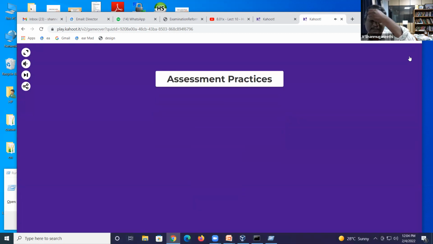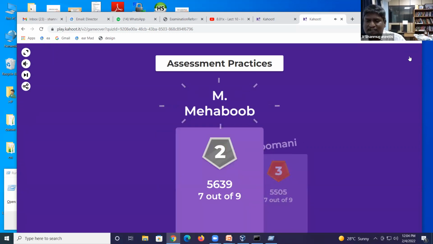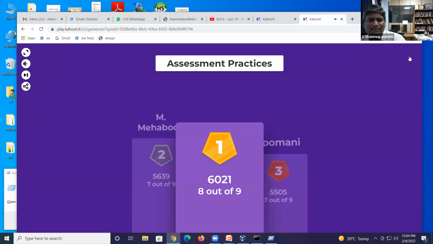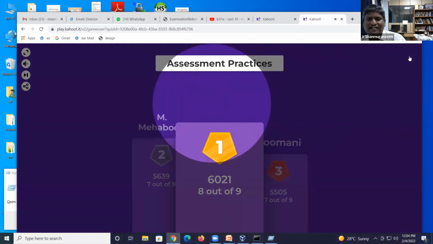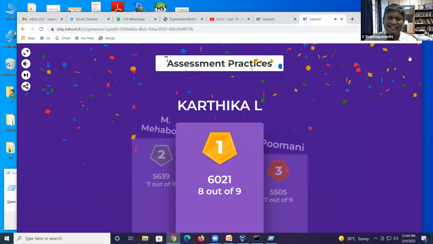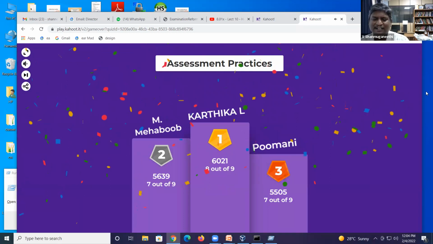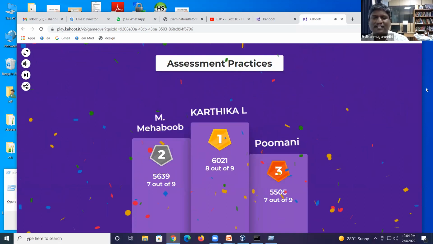For assessment, maybe I will share the list with the coordinator so that you can get it. Actually, the third question is Pumani. Then the second question is Mehabub Madam. The first question, who is the first? Kartika Madam. Okay, fine. So congratulations to the 3 people. Then CK and Abhi, both of them are in the 4th and 5th position.